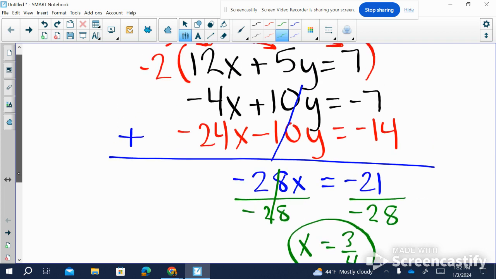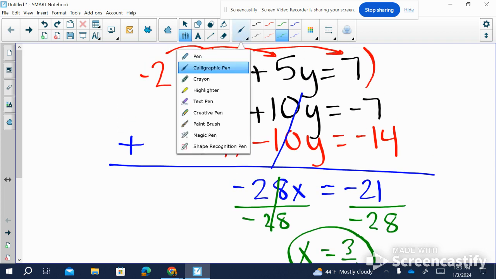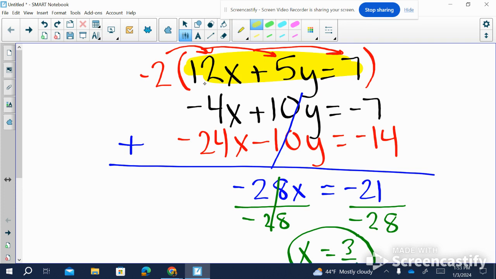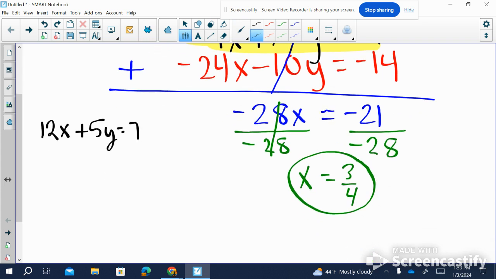Now that I have an x value, I can go back up to my original two equations, and in any of them, I can substitute in a positive 3 over 4 for x in order to solve for y. So it really doesn't matter which one I choose. It just matters that I choose one. So I'm going to choose the 12x plus 5y equals 7. And like I said, anywhere I see an x, it's now going to be replaced with a 3 over 4.